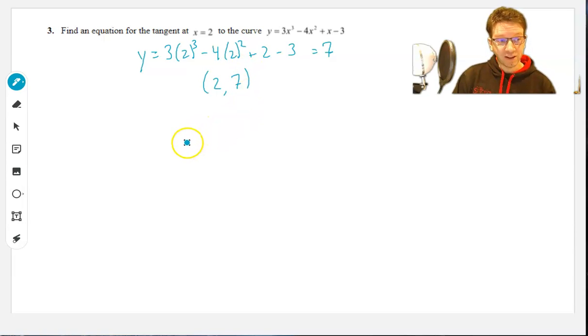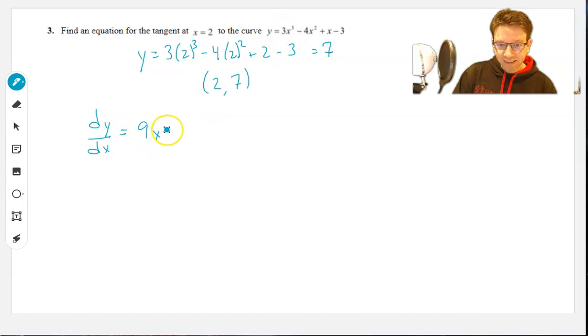So we need the slope of the tangent at this point. So to figure that out, we need to find the derivative. So we need to find dy by dx. Yes, I'm using Leibniz notation right now. Now this one is just multiple power rules. So 3 times 3 is 9x, subtract 1, so squared, minus 8x plus 1.